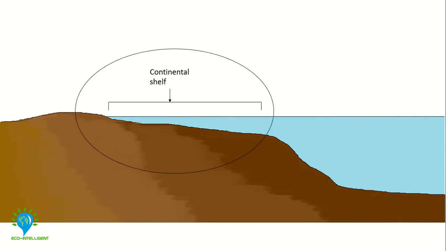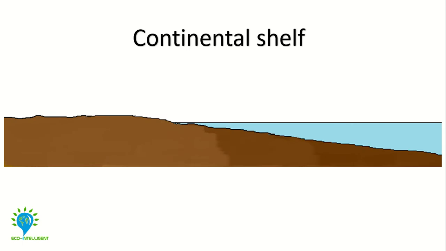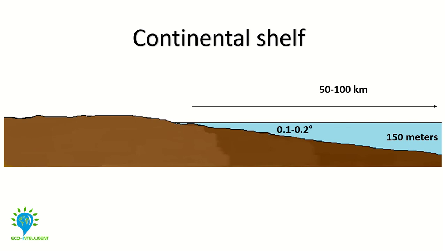So let's take a look at this closely. The continental shelf extends from the shore towards the ocean or towards the sea up to a distance of 50 to 100 kilometers. It has an average depth of 150 meters and has a very gentle slope, normally less than 1 degree. The global average is 0.1 to 0.2 degree.